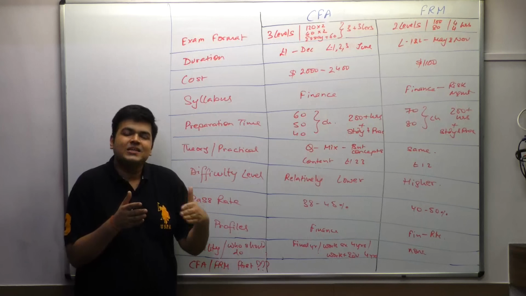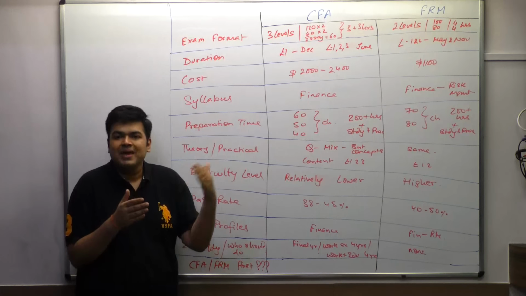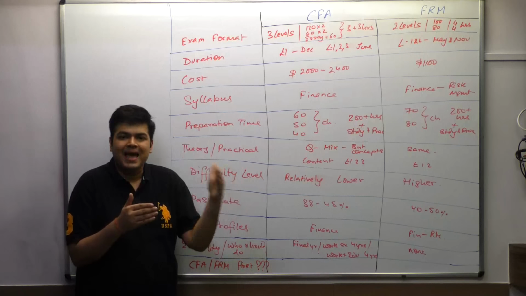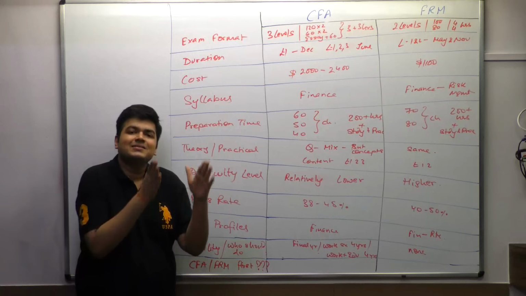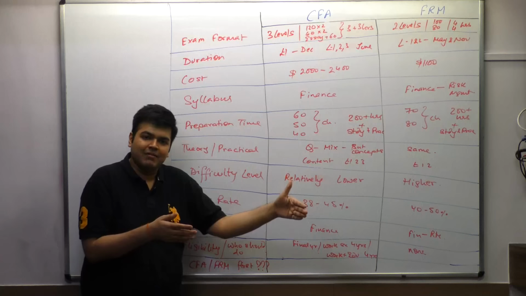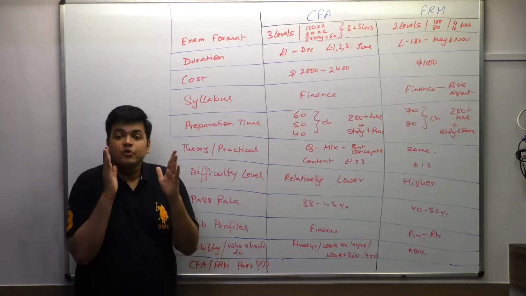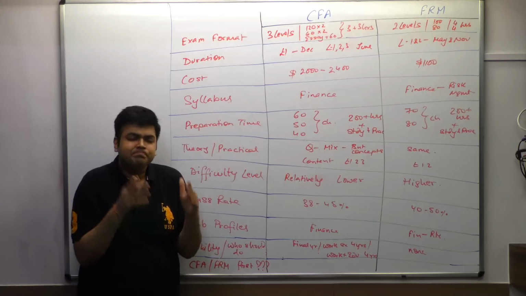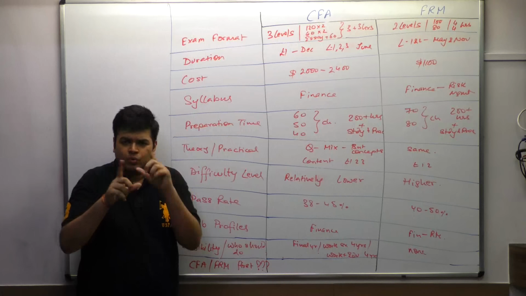FRM, on the other hand, takes place on the 3rd Saturday of May and November, and both the levels take place in May and November each. So you can take the exam in the month of May level 1 and November level 2, or November level 1, May level 2. You can also take both the levels together.